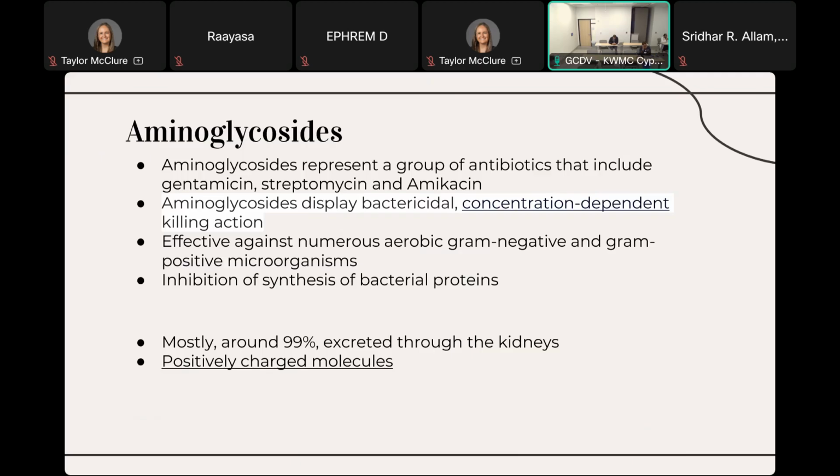Inhibition of synthesis of the bacterial protein is how they work. Now, for aminoglycosides, around 99% of them will be excreted through the kidneys. So the kidneys are the route of their elimination. Another important point to know is aminoglycosides are positively charged molecules. And why that is important, we'll come back to in the mechanism.